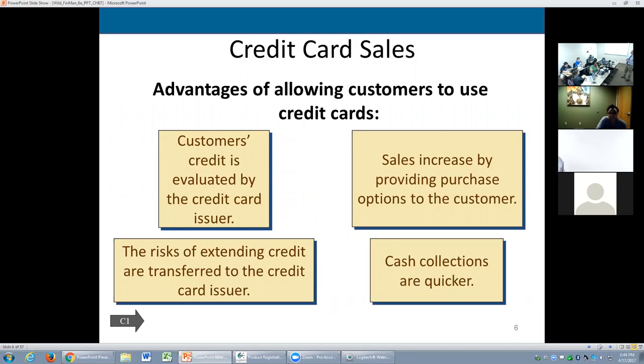Rather than the outlay of all of the cash at once, the issuer of this card most likely will allow you to make monthly payments on this item. Now, by you making monthly payments to the credit card company, cash collections are quicker to the retailer. So they have received their money. Again, it could be an item that you didn't have the cash on hand for, so the sale would have never taken place without the use of the credit card.